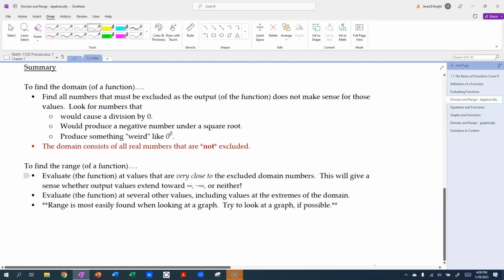For the range, evaluate the function at values very close to any excluded domain numbers. It'll show you if it goes to positive or negative infinity, or 0, or neither. Otherwise, honestly, you have to try evaluating. We are probably going to save range for when we are able to produce graphs, just because it's easier to do once we have that tool.